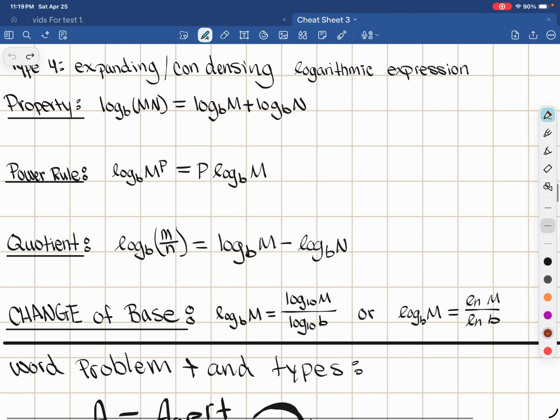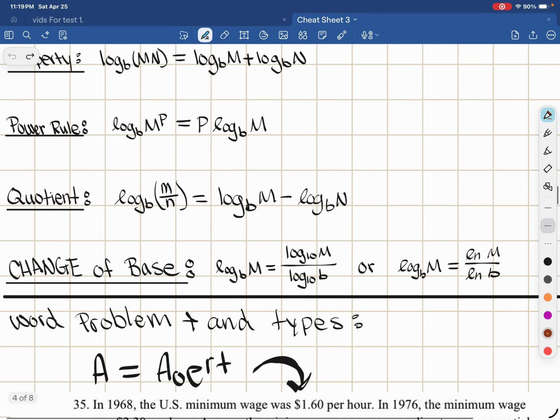We have the property rule, which is if we have log base of m times n, we can turn that to log base m plus log base n. It's important to note that you can work backwards as well. We have the power rule, which is log base m to the p is going to be equal to p log base m. We have the quotient rule, which is log base of m over n will turn into log base m minus log base of n. Pretty simple as well. And then we have change of base.